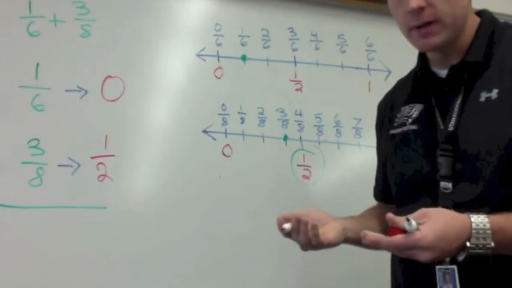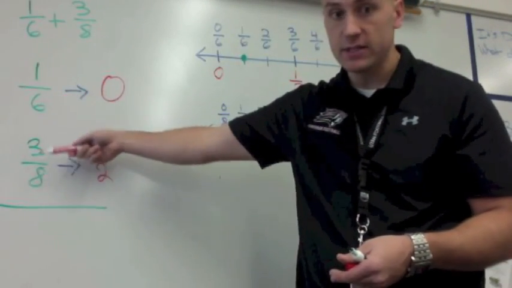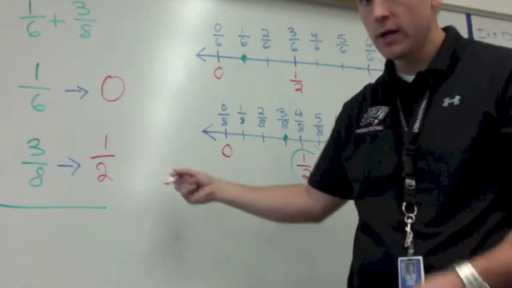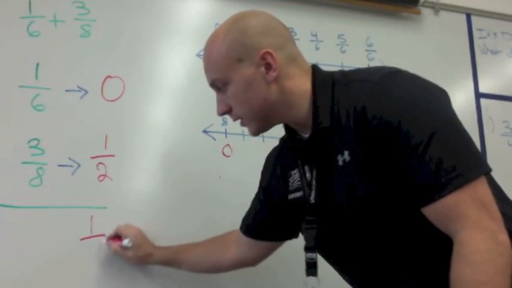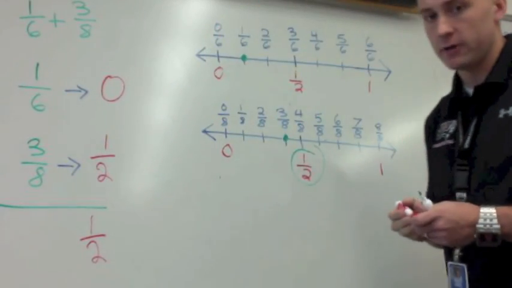And so for my new estimate, I'm not going to add these two numbers. For my estimate, I'm going to add 0 and 1/2. So my answer is 1/2.